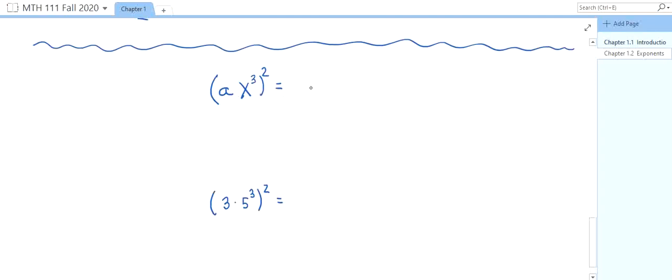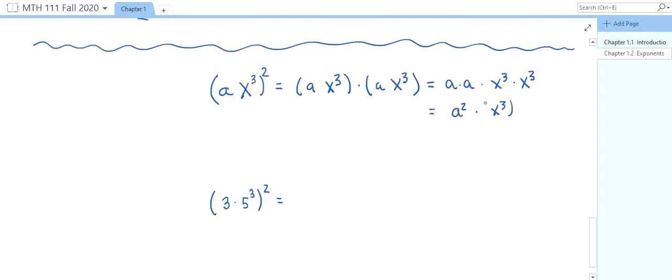Well, in this situation, you need to think about what's going on here. This is like a x cubed times a x cubed. We could distribute out the a. So this is a times x cubed times x cubed equals a squared times x cubed squared equals a squared times x to the 6th. So you see what was done.